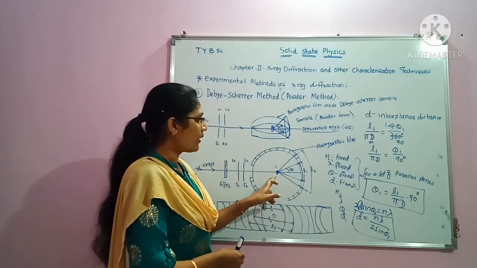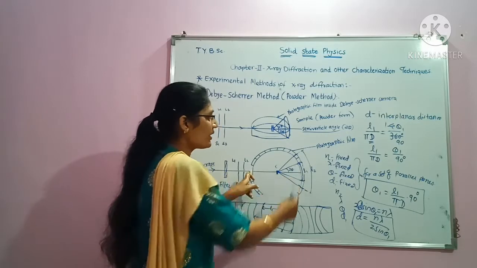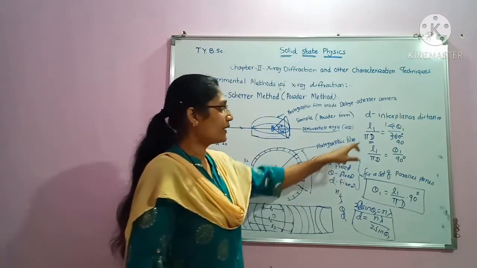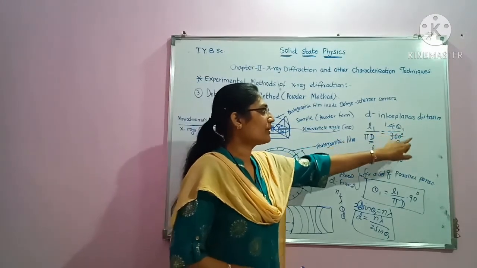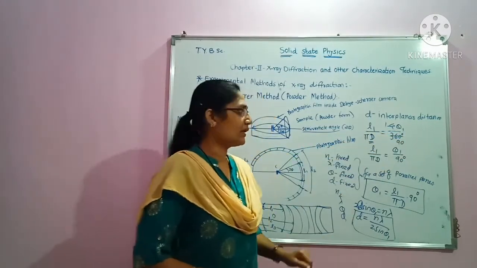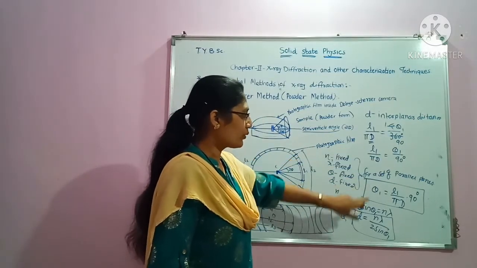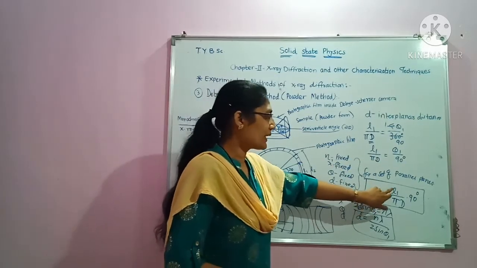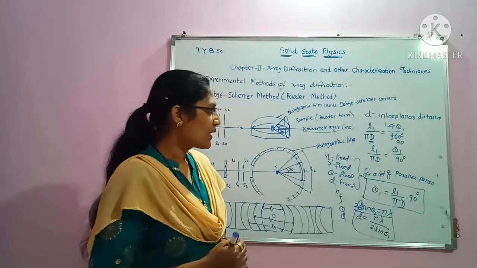Then you have to measure the diameter. This is the radius. You have to measure the diameter of the photographic film. It is d. So L1 upon pi d is equal to 4 theta 1 upon 360 degree. This will help to calculate the value of theta 1. So theta 1 value comes out as L1 upon pi d into 90 degree.